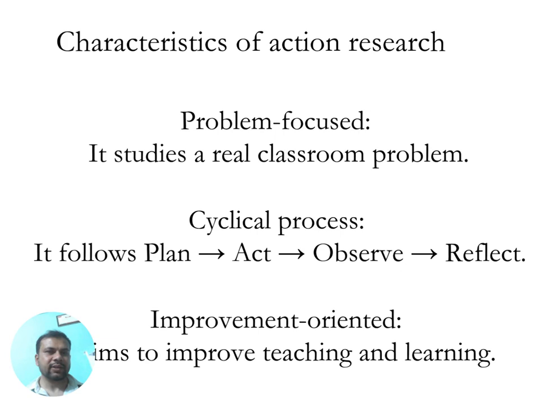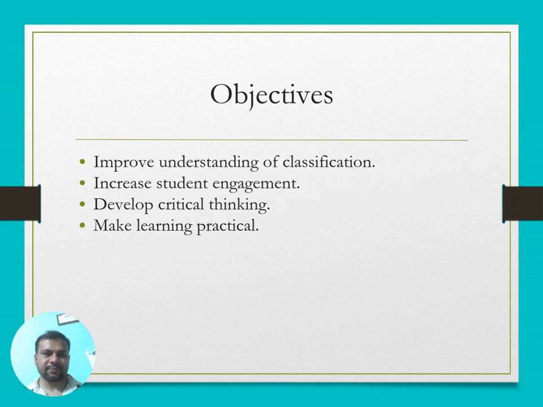Next, characteristics of action research. Action research is problem focused because it studies real classroom issues. It follows a cyclic process: plan, act, observe, and reflect. These are the action research steps. Its main aim is to improve teaching and learning in the classroom. That's why it is very important during teaching and learning activities.